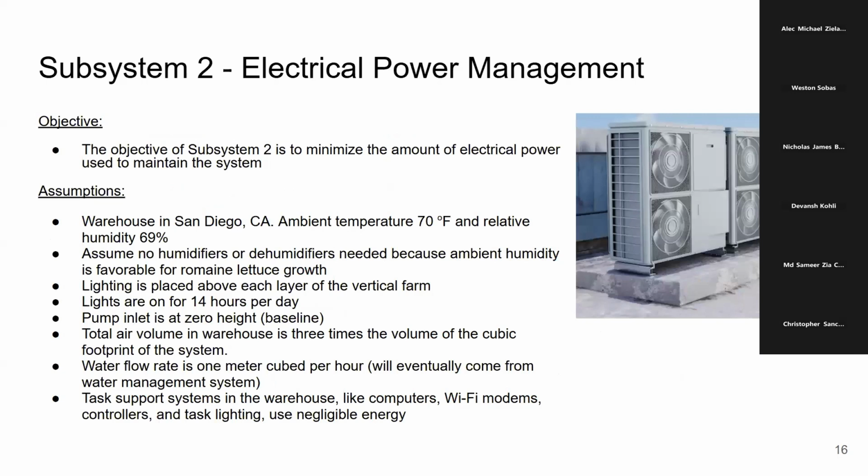The objective of subsystem 2 is to minimize the amount of electrical power used to maintain the system. We divided the electrical power into power consumed by the AC, by the water pump, and by the lighting. And here are some assumptions listed.